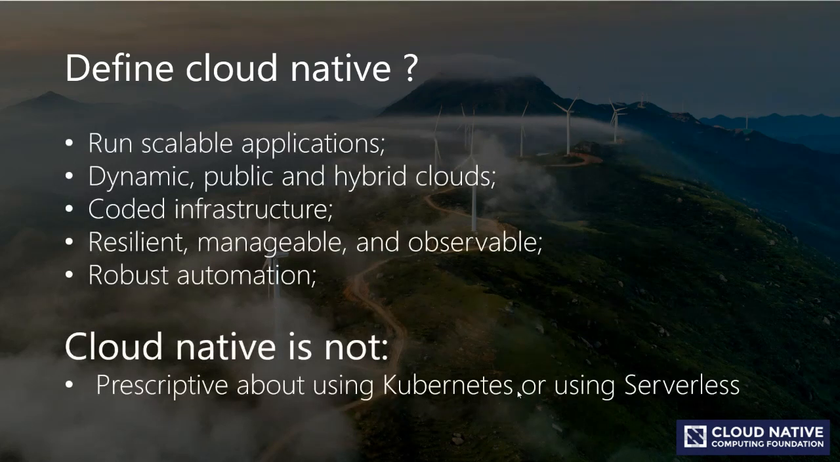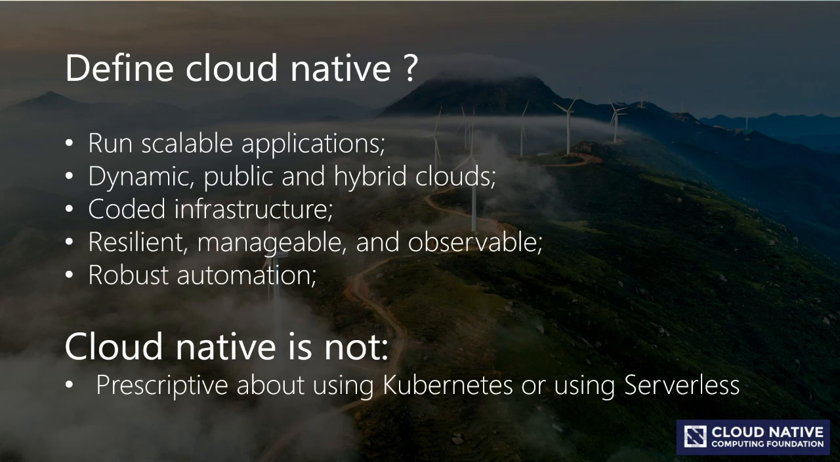Cloud native means the ability to run highly scalable applications in a dynamic fashion in both public and hybrid clouds. We want to have coded infrastructure, so we shouldn't be building our infrastructure manually. Our infrastructure should be deployed as code. Our solutions should be resilient, manageable and observable, which means if something fails, it should almost automatically self-heal. It should be easy to manage, and you should easily be able to watch what's going on.